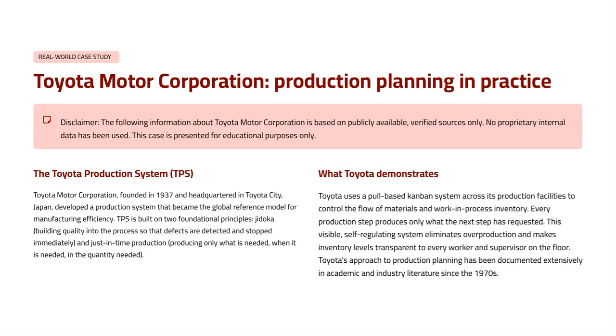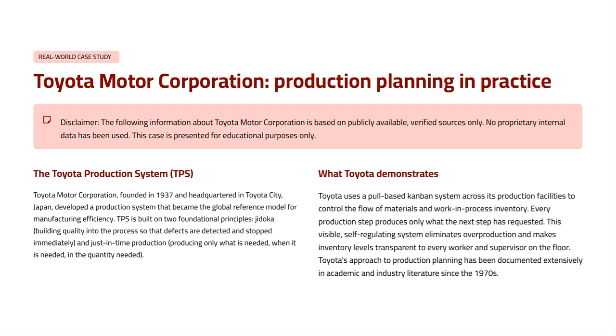Here we have a real-world case study on Toyota Motor Corporation, focusing on production planning in practice. Toyota, founded in 1937, developed the Toyota Production System, or TPS, which is now considered a global benchmark for manufacturing efficiency. TPS is based on two key principles: Jidoka, which means building quality into process by immediately detecting and stopping defects, and just-in-time production, which means producing only what is needed when it is needed and in the quantities needed.